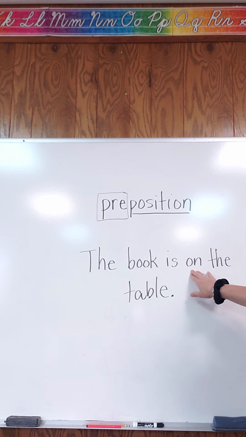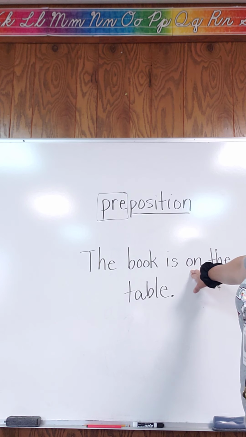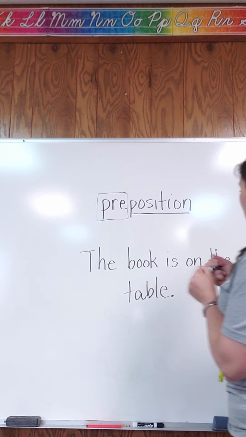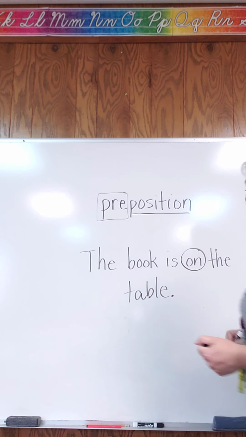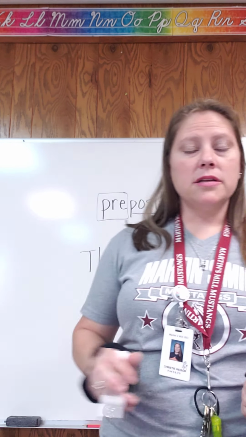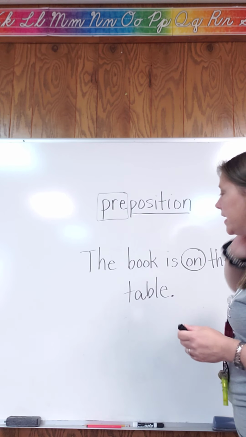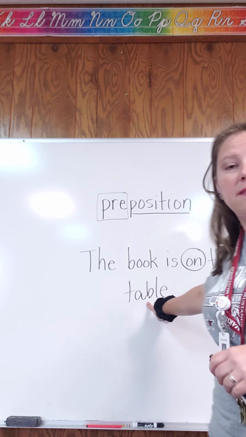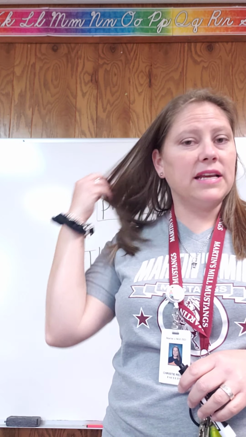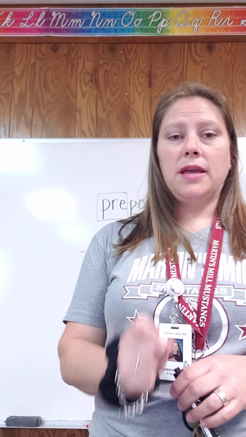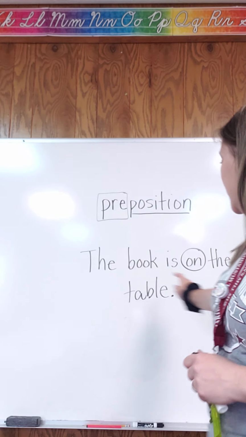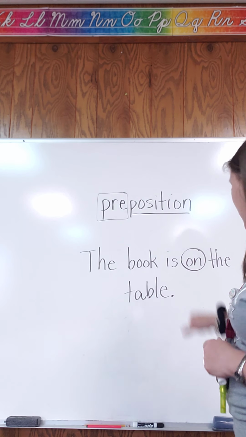Okay, if you determined that the word on is our preposition, then you are correct. All right, what the word on tells us is the relationship between the book and the table. It tells us where the book is, and we know the position. It is on the table.